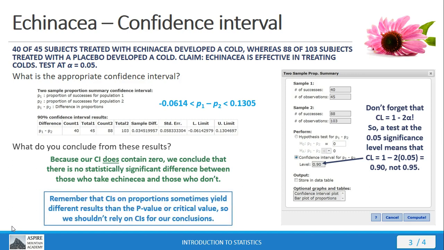Remember, when you're dealing with proportions, sometimes the CI gives you a different result than the hypothesis test. So when it comes to making formal conclusions about different proportions, you want to rely on the hypothesis test and not the CI itself.